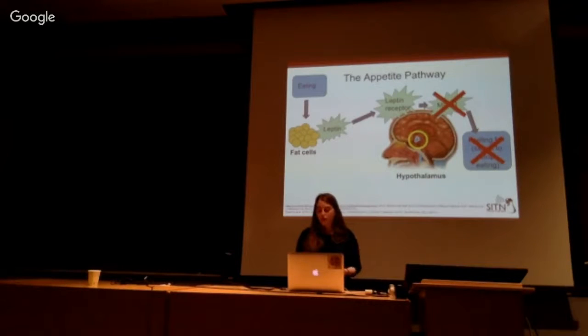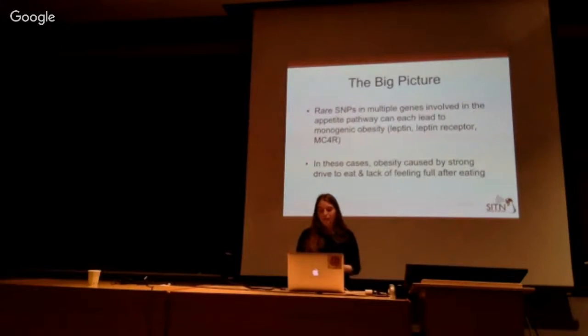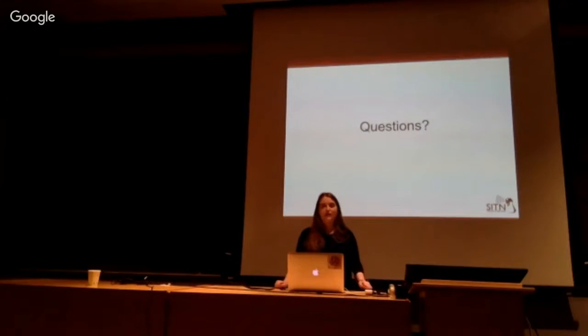And so, as I just established, rare SNPs in multiple genes that are involved in the appetite pathway can each lead to monogenic obesity. So leptin, the leptin receptor, and MC4R. And in these cases, obesity is caused by a strong drive to eat and a lack of feeling full after eating. And I will now take questions again.